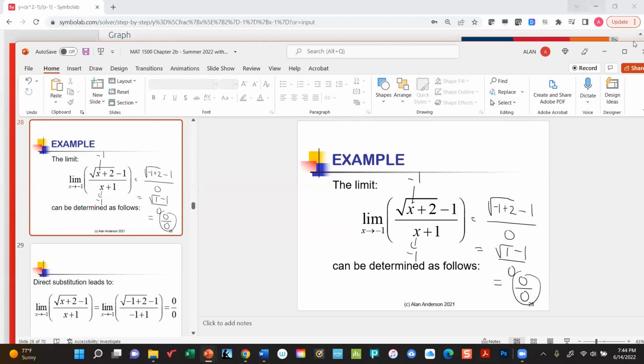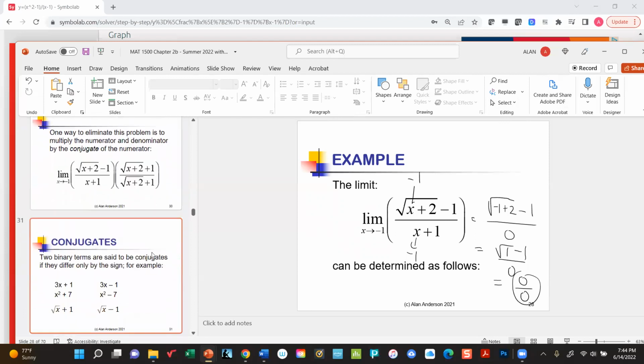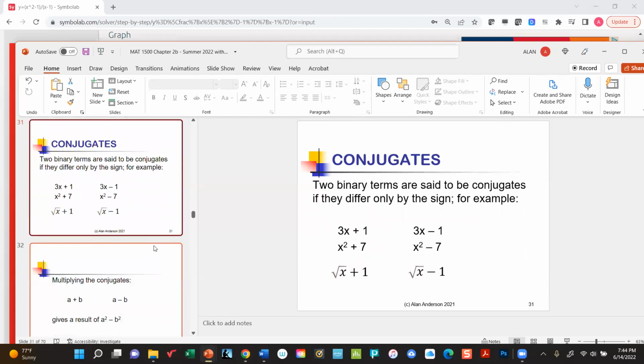Well, we're going to use something that's very, very clever. And for this, we're going to do a little reviewing of it. Very important concept. Let me just jump ahead to that slide so you can see what we're going to do. We're going to review something called conjugates. And anytime you have two what are called binary expressions or terms, this, by the way, means that there are two terms.